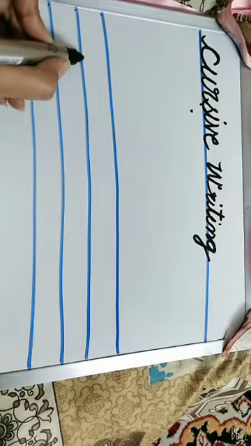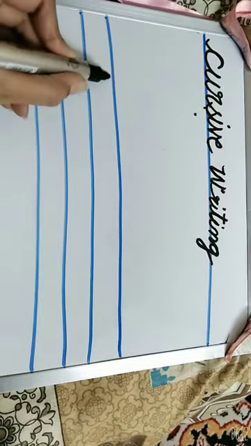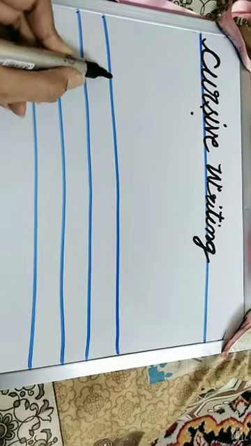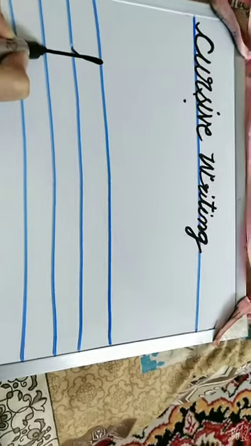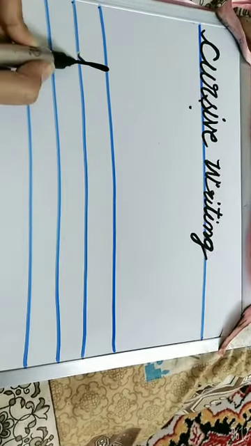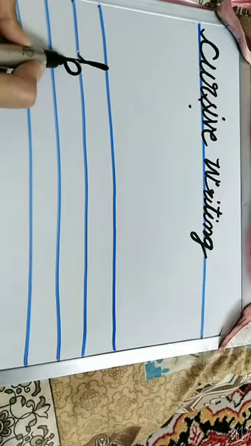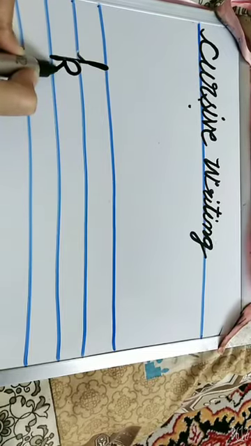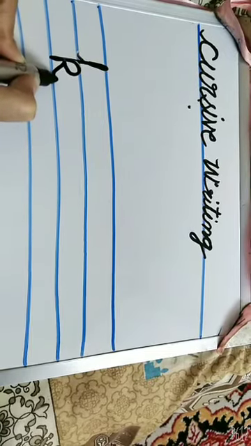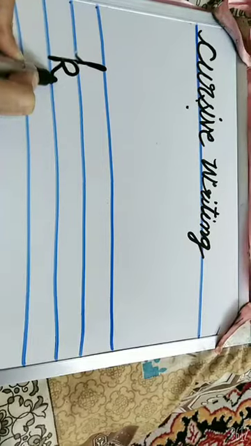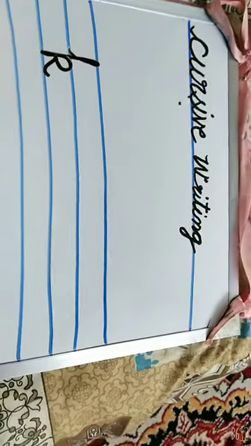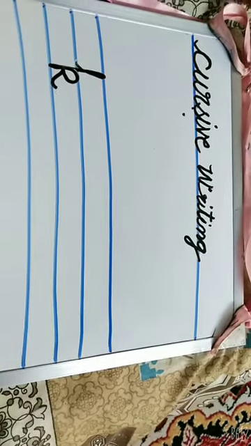Put your marker on second line. Start moving your marker upward diagonally and make loop here. Come back on third line. Then come back on second line, make curve here. Then move your marker diagonally downward and make curve here by touching the third line. Now pick up your marker. Here is lowercase character K.